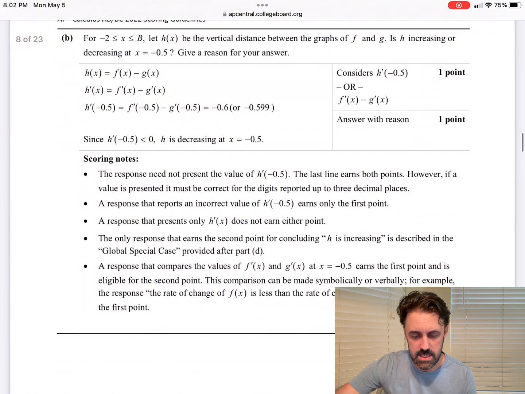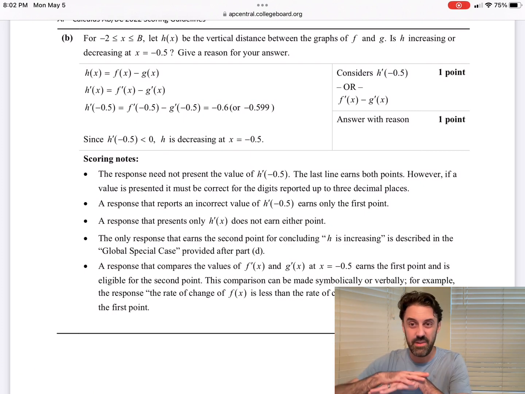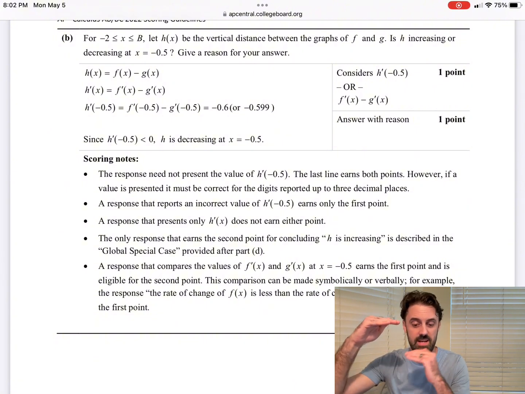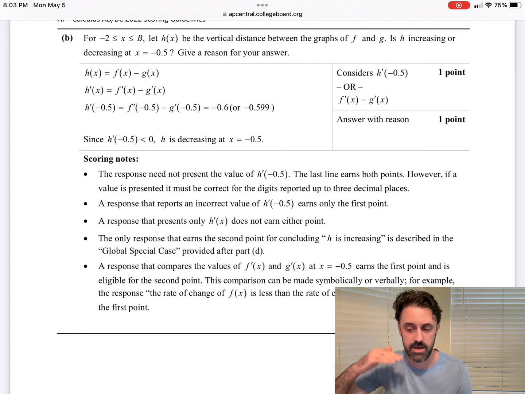All right, part B, so it says let h of x be the vertical distance. So let's just stop here for a second. Vertical distance between two things is just the top function minus the bottom function. It has nothing to do with an integral. It's not area, it's just the top function minus the bottom function, okay? So you can see in the answer choice, they wrote h of x equals f of x minus g of x, that's why. H of x is the distance between the two, top minus bottom.